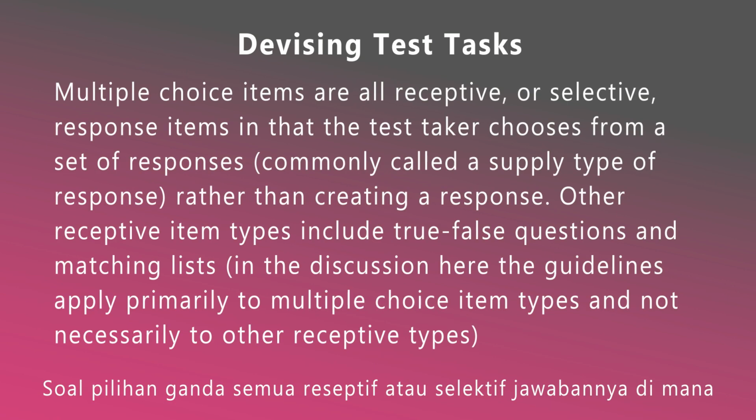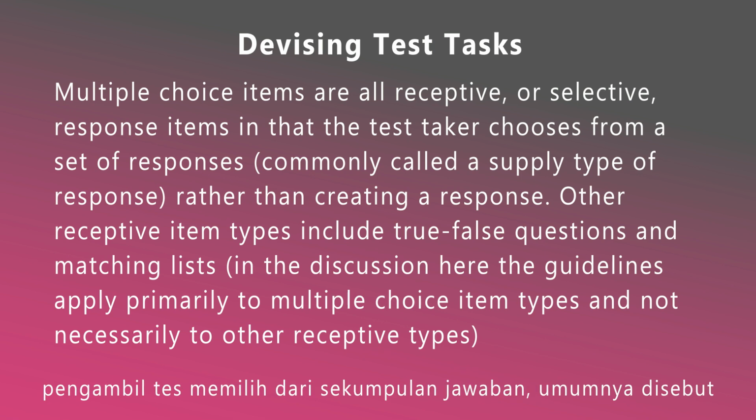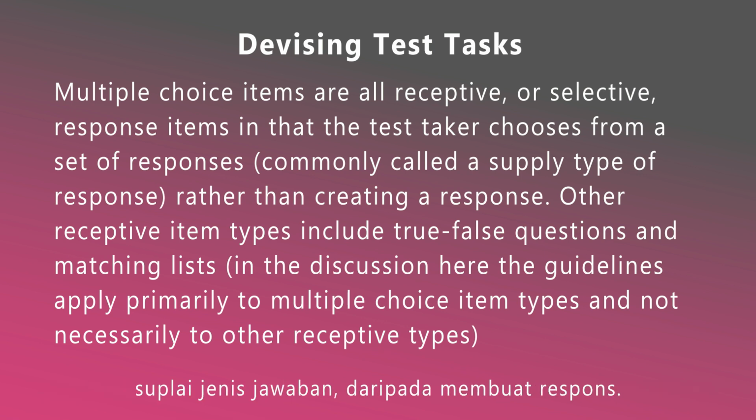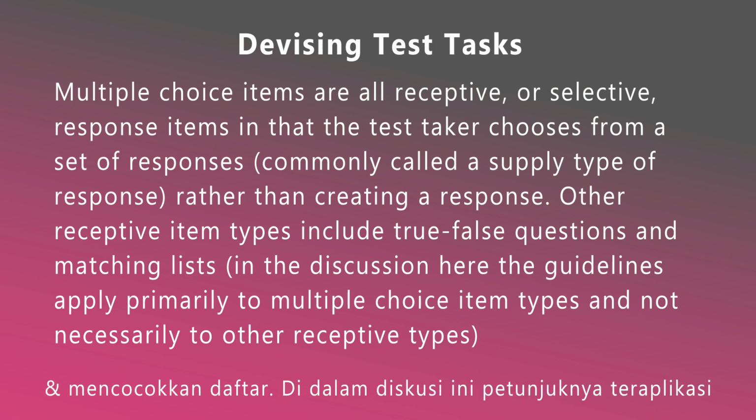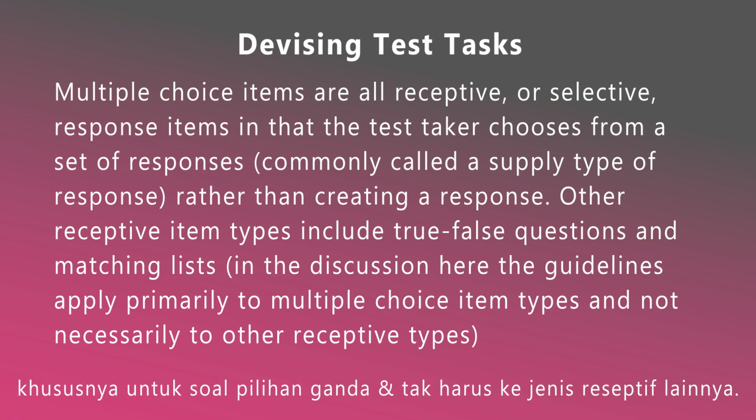Multiple choice items are receptive or selective response items in that the test taker chooses from a set of responses, rather than creating a response, commonly called a supply type of response. Other receptive item types include true-false questions and matching lists. In the discussion here, the guidelines apply primarily to multiple choice item types and not necessarily to other receptive types.